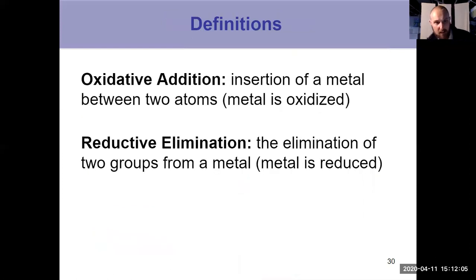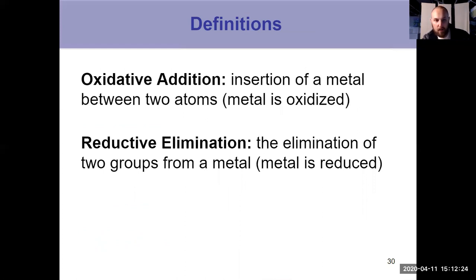Oxidative addition is when we insert a metal between 2 atoms. And it's called that because the metal gets oxidized and it adds extra ligands. Reductive elimination: we eliminate groups and the metal gets reduced. Simple as that. Make sure you know those terms.